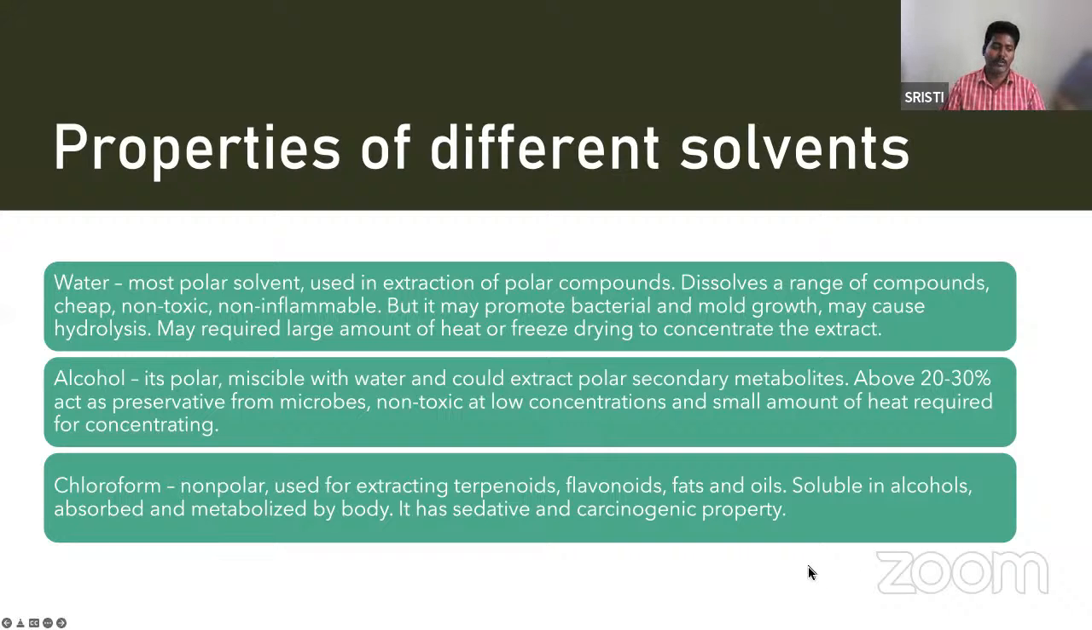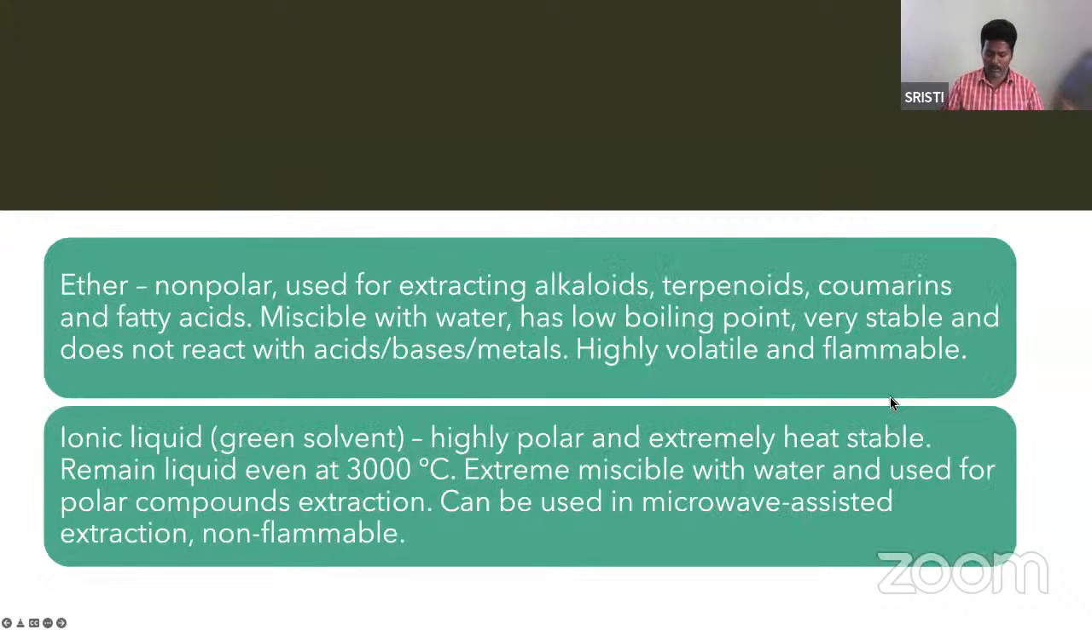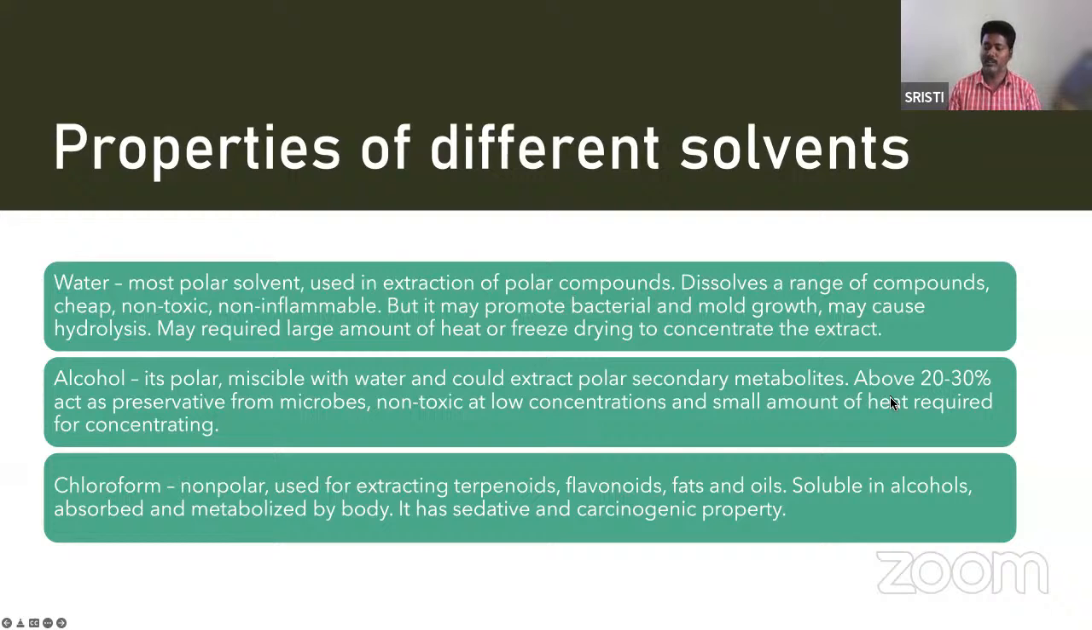And the next popular solvent used is alcohol, either methanol or ethanol. It is a polar compound and miscible with water. It is also used to extract polar secondary metabolites. When you are using alcohol, the growth of microorganisms can be prevented by up to 20 to 30%, because alcohols are normally used as a disinfectant, and it will also preserve your compounds from getting hydrolyzed by bacteria and fungi. And generally, this is low toxic at low concentration.